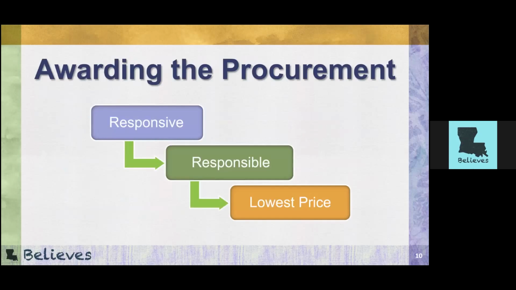So you're going to award your quote to the most responsive and responsible vendor that has the lowest cost. Remember that responsive means that the vendor submits a bid that conforms to all of the specifications and terms. Responsible means that they're capable of performing successfully. And then, of course, you're going to go to the lowest price.